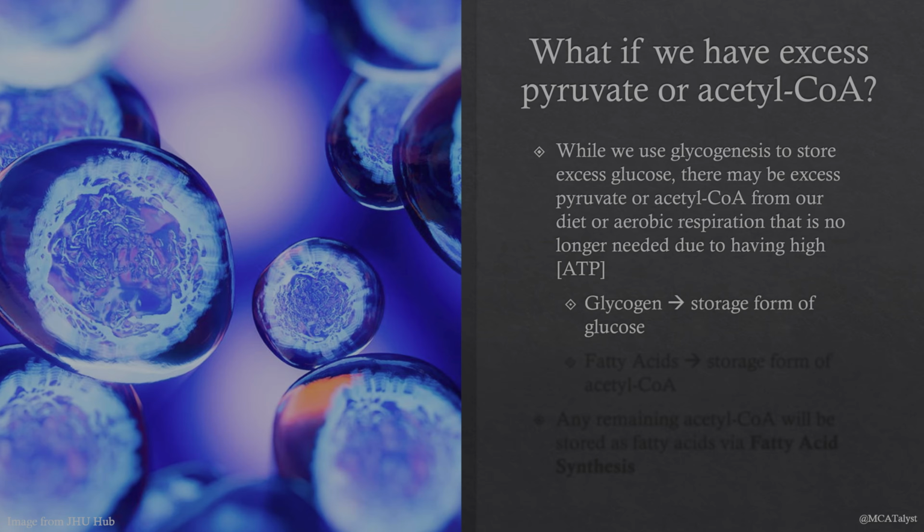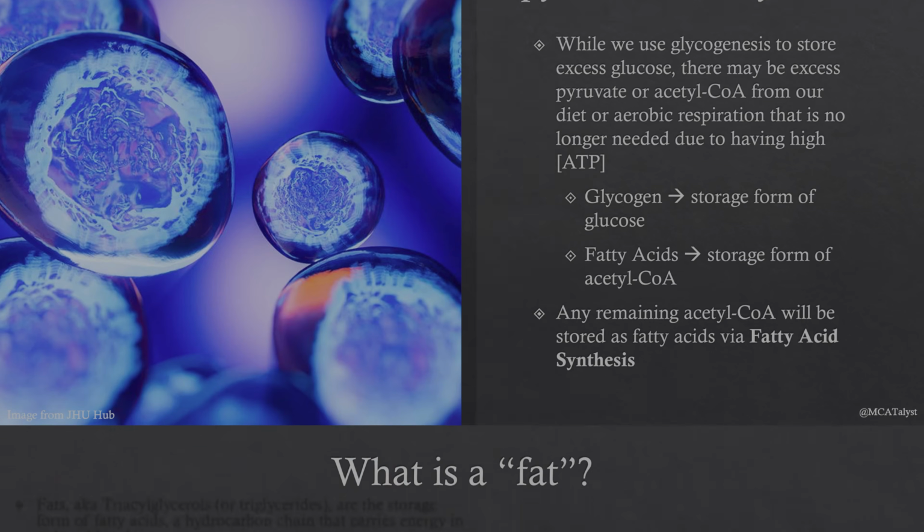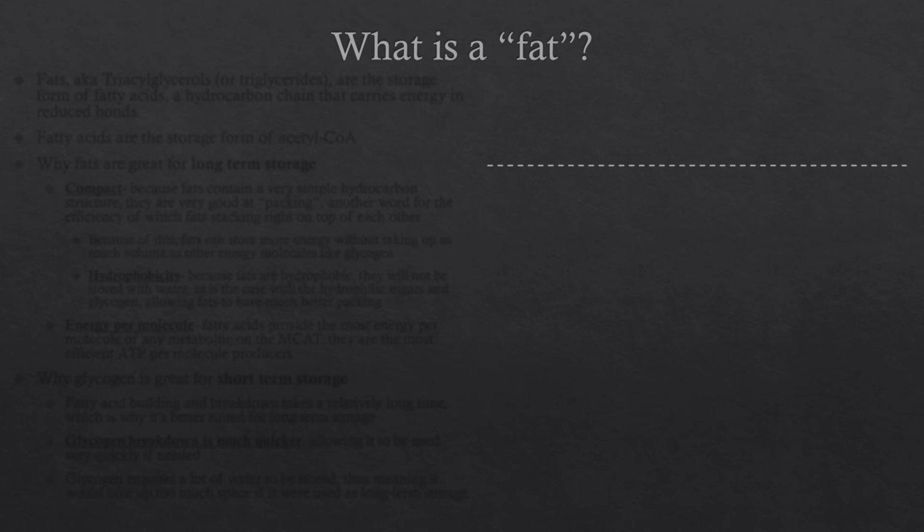So it sets up this relationship where glycogen is going to be the storage form of glucose, and fatty acids is going to be the storage form of acetyl CoA. Pyruvate as well, because we can really easily turn pyruvate into acetyl CoA using the pyruvate dehydrogenase complex. So basically, all of this remaining acetyl CoA is going to be stored as fatty acids via the process fatty acid synthesis. So that brings up the question, what is fat?